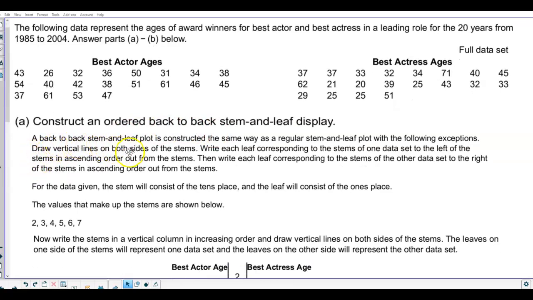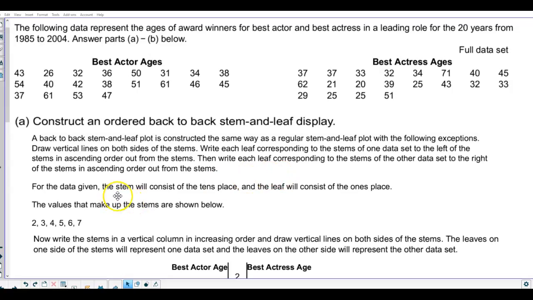Now a back-to-back stem and leaf plot is constructed the same way as a regular stem and leaf plot with the following exceptions. You're going to draw vertical lines in both sides of the stems. You're going to write each leaf corresponding to the stems of one data set to the left of the stems in ascending order out from the stems, and then write each leaf corresponding to the stems of the other data set to the right of the stems in ascending order out from the stems.